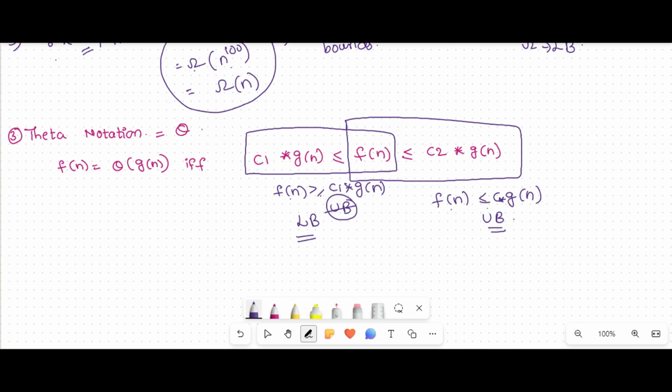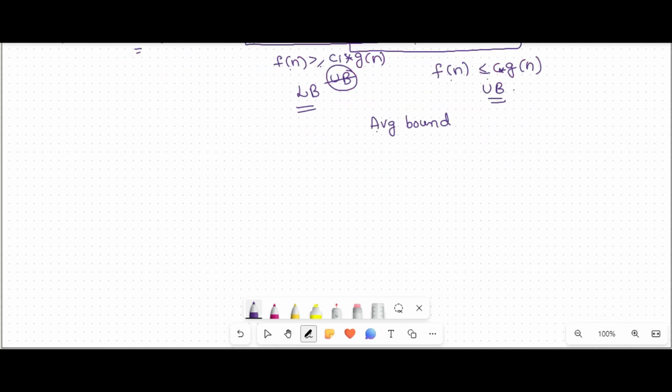So both are being satisfied. This is called the average bound for the given function. Both should be satisfied here, and then that notation is called theta notation. Okay, so now consider an example for this theta notation.